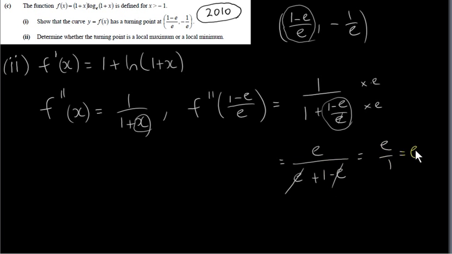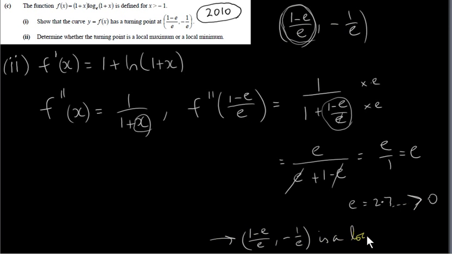Now, is e a positive or negative number? Well, we know that e is 2.7 to 1 decimal place. It's a positive value. So the second derivative at the x value of the turning point is positive. So that tells us that at (1 minus e) over e, this turning point here, is a local minimum.